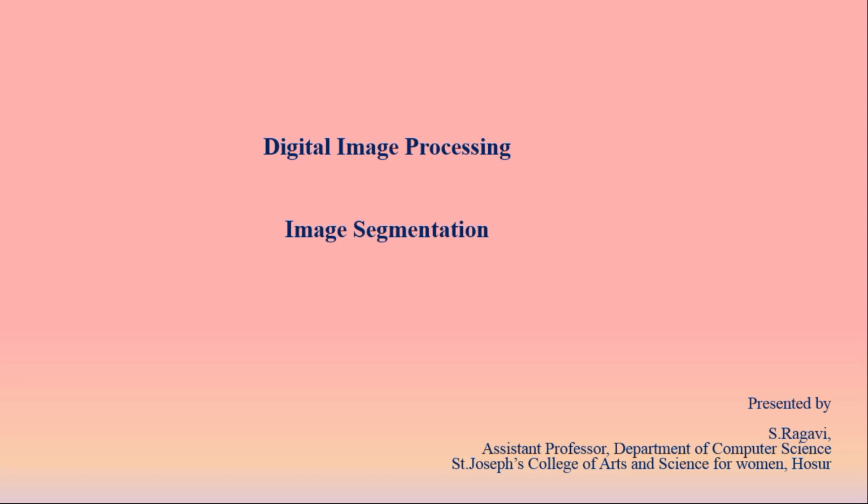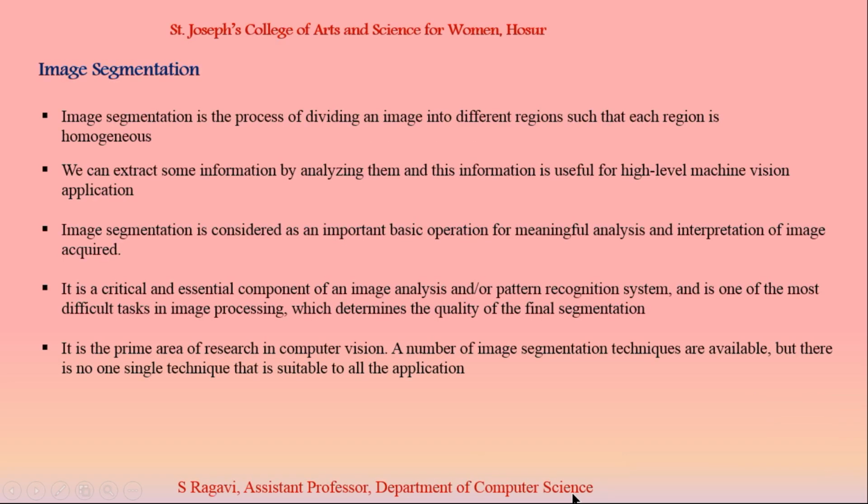Today we are going to see about the concept image segmentation in digital image processing. First, let us see about the image segmentation. Image segmentation is the process of dividing an image into different regions such that each region is homogeneous. We can extract some information by analyzing them, and this information is useful for high-level machine vision application. Image segmentation is considered as an important basic operation for meaningful analysis and interpretation of image acquired.